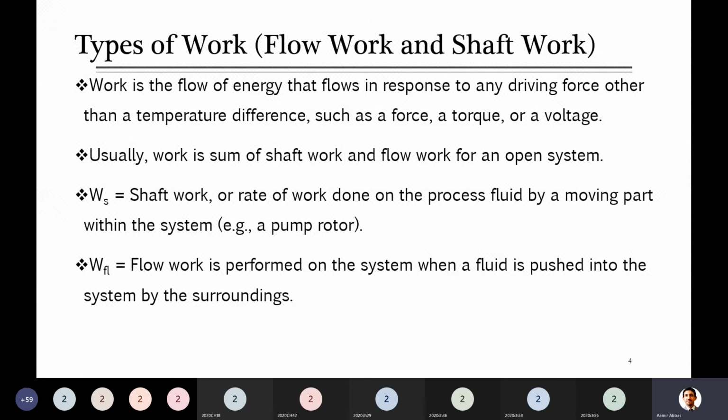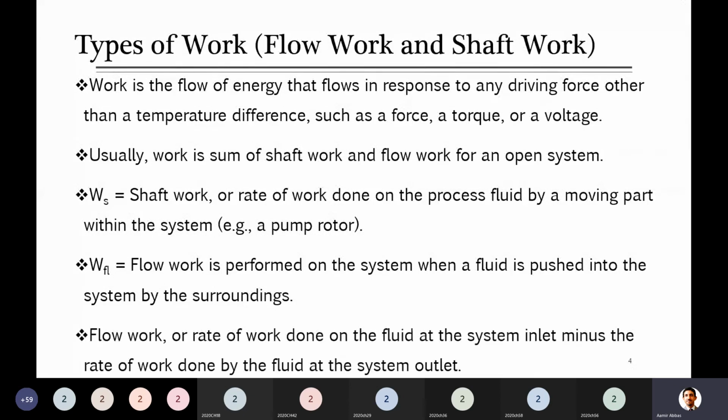I will show you one example in the next slide to make it more clear. And the other work we call flow work. Flow work is being performed on the system or by the system with the help of fluid. For example, if some gases are available at high temperature and pressure inside the system, and they are pushed outside the system, what is happening here? This is flow work being done by the system on the surroundings, because those gases which were at high temperature and pressure are being pushed out of the system. So that is the other type, which is called flow work.